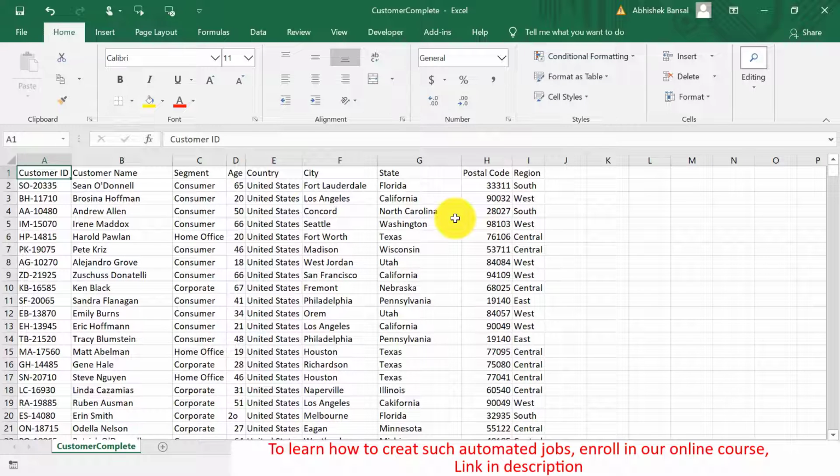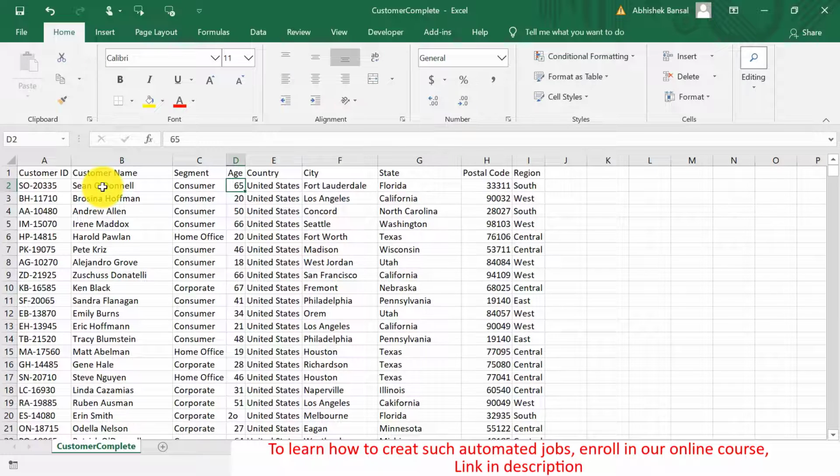In the customer table, corresponding to each customer ID, we have additional info of the customers such as the name of the customer, the segment and age of this particular customer, and the country, city, state, postal code, and region to which this customer belongs. So these last 5 columns are related to the address of this customer, and these 2 are the information that we have about this particular customer.